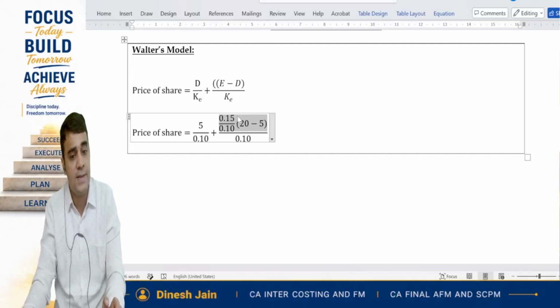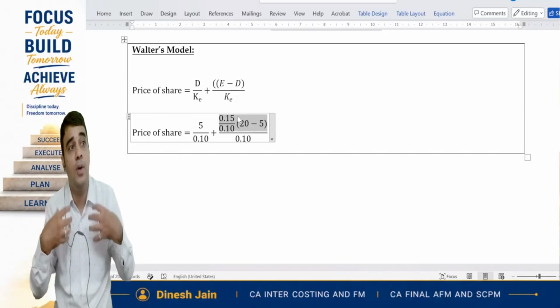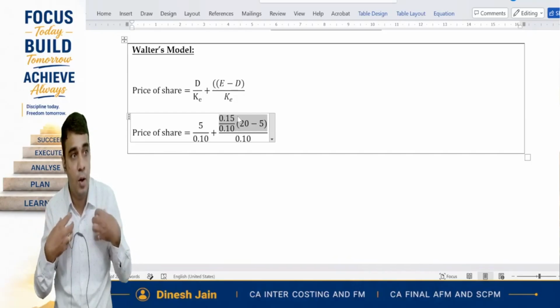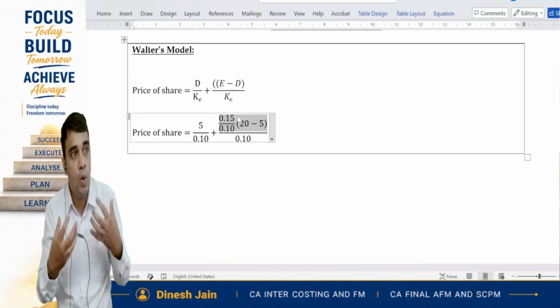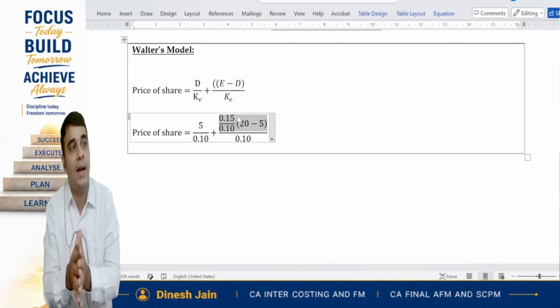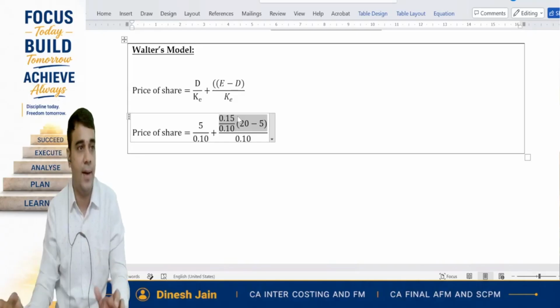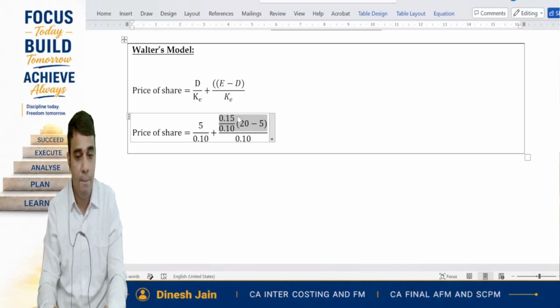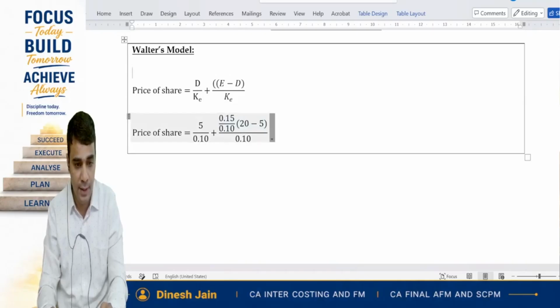So why is there this extra benefit? Because I am a good company. Good company means I am earning more than what the equity shareholder wants. So Walter said, if you are like that, you deserve a little better valuation. Nothing for you to write. Be in listen mode only.